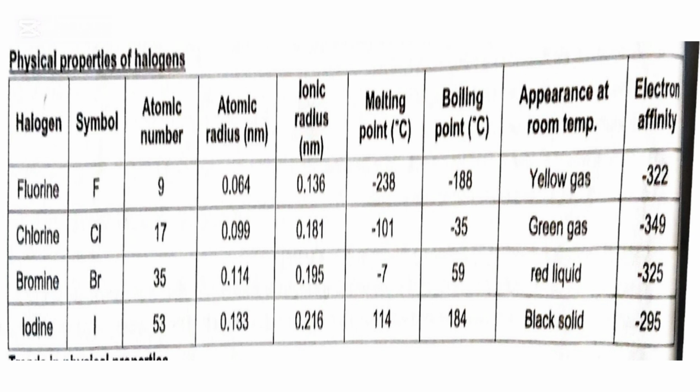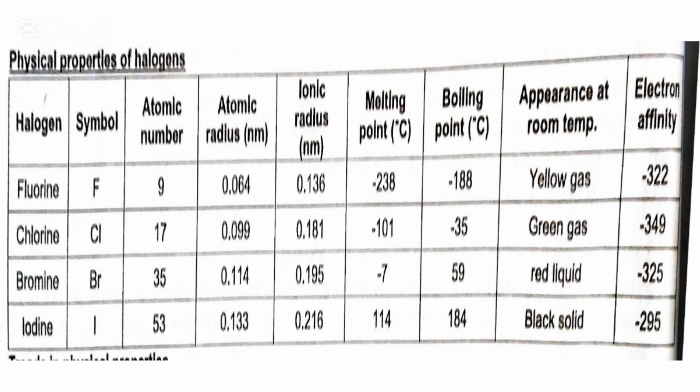Ionic radius. The ionic radius for fluorine is 0.136, chlorine is 0.181, bromine is 0.195, iodine is 0.218. Again, is it increasing or decreasing down the group? The ionic radius increases down the group, and we shall look at the reasons why in the next discussion.